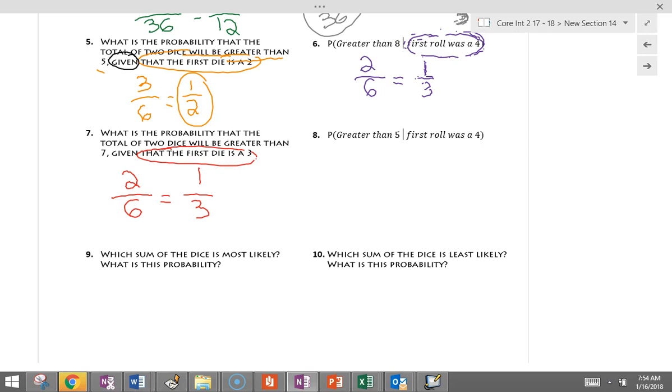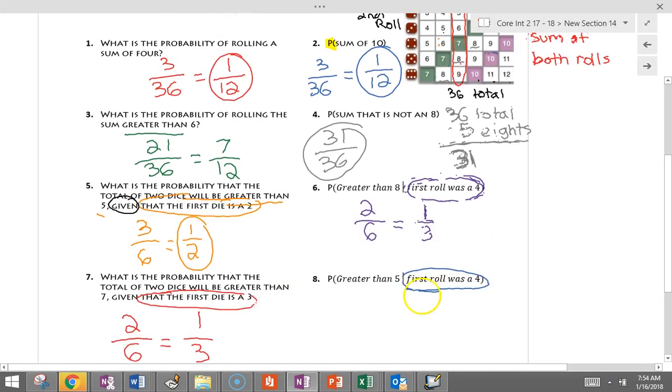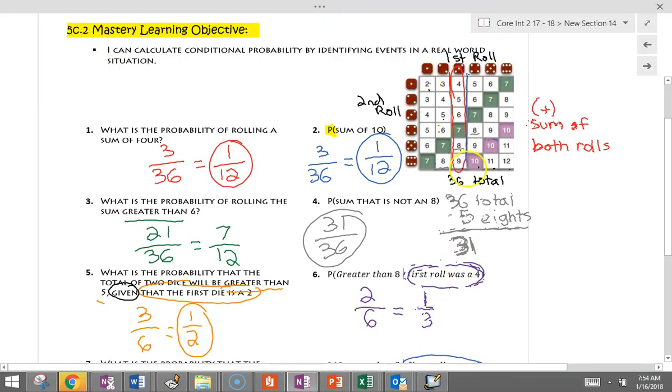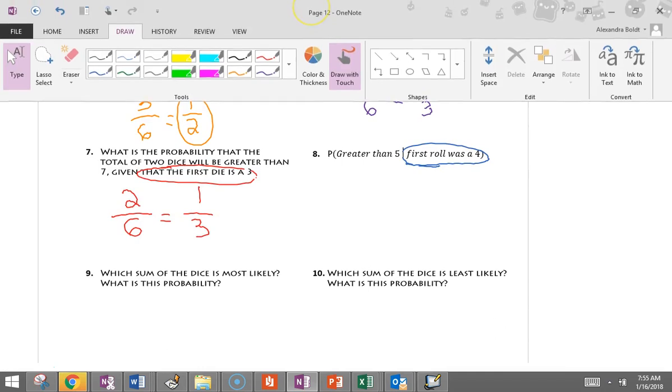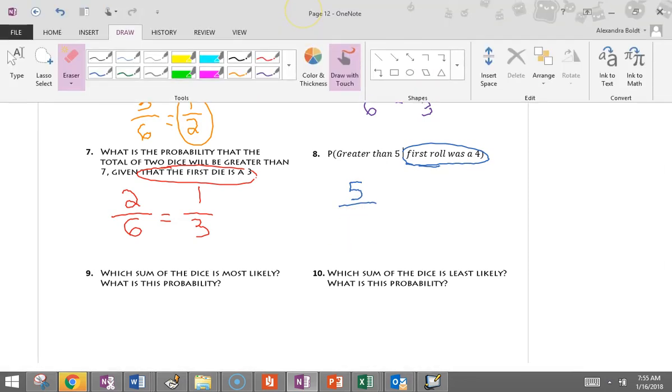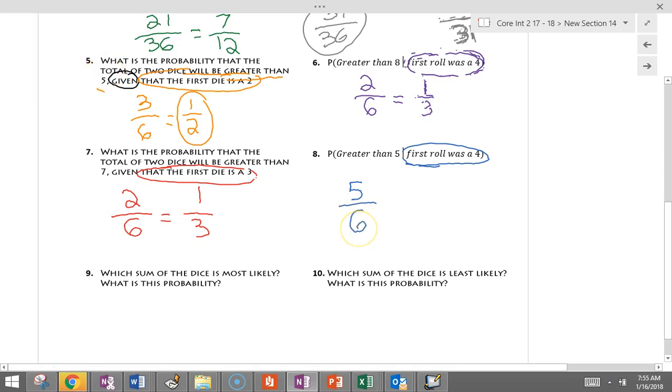8, the probability of greater than 5 given the first roll was a 4. Circling what that first roll was. So first roll was a 4. What is the probability of being greater than 5? Well, I have 1, 2, 3, 4, 5 numbers greater than 5. So that's 5 out of 6. Right? 5 out of 6 of those options. Okay, so 5 out of 6, which does not reduce.